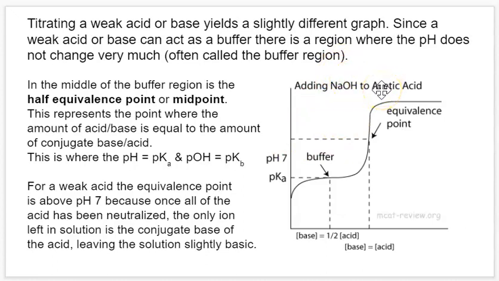Once we have gotten to our equivalence point, when we've added enough sodium hydroxide to neutralize all of the hydrogen ions from the acetic acid, what we're left with is water molecules and acetate. And acetate is the conjugate base of acetic acid. So the only ion left in solution at that point is a conjugate base, which is going to behave like a conjugate base, interacting with the water and making hydroxide, which is going to make the pH at this point slightly basic.